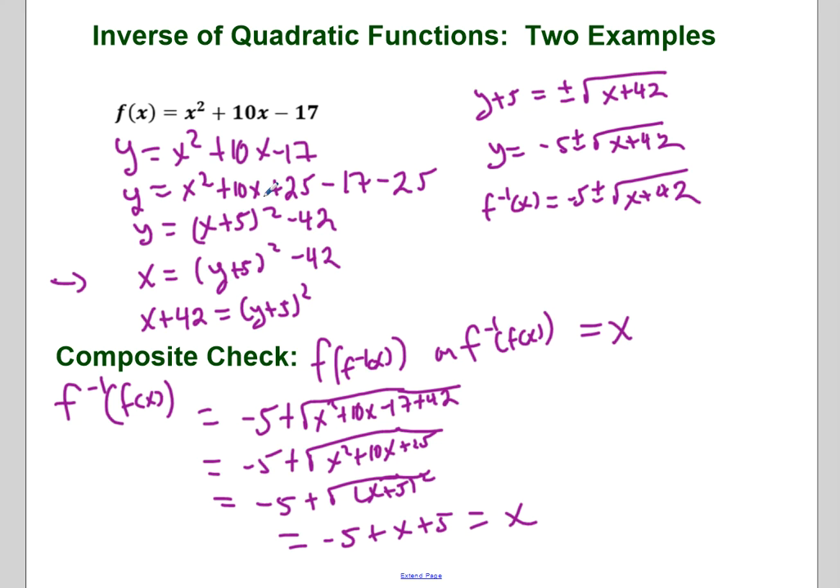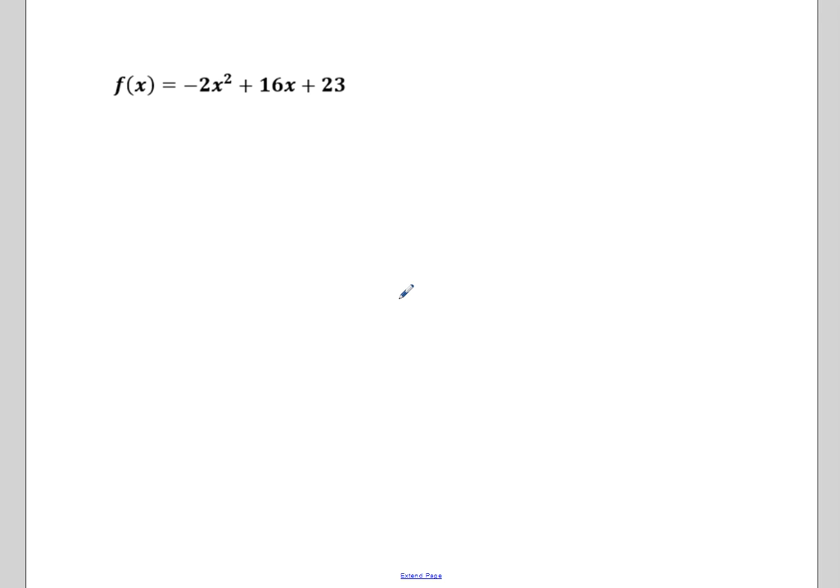All right, next example is just the same thing. We're just going to get more practice in completing the square. And I'll go ahead and swap the x and y out after I complete the square. So I have to make that a equal to 1. That's going to be 8x. And then I'll keep my 23 over here.